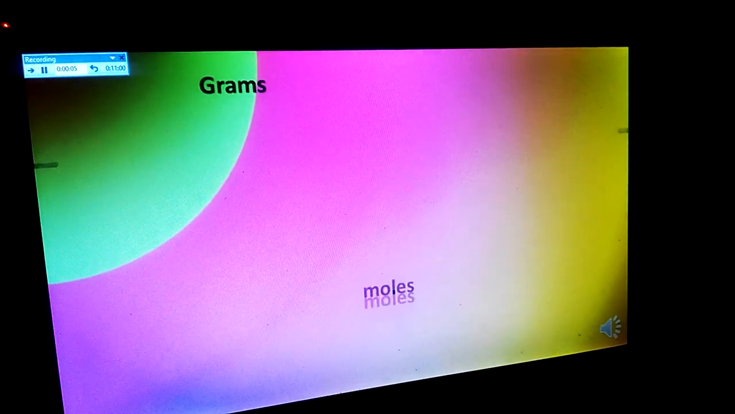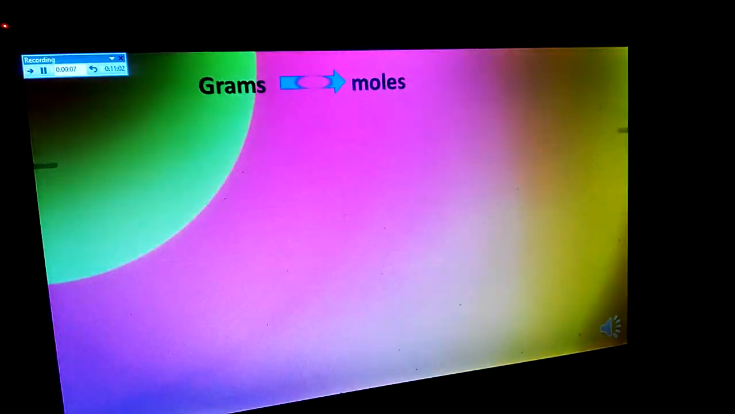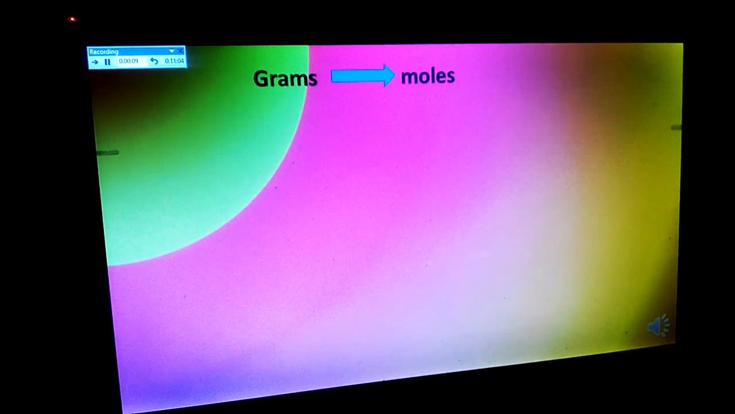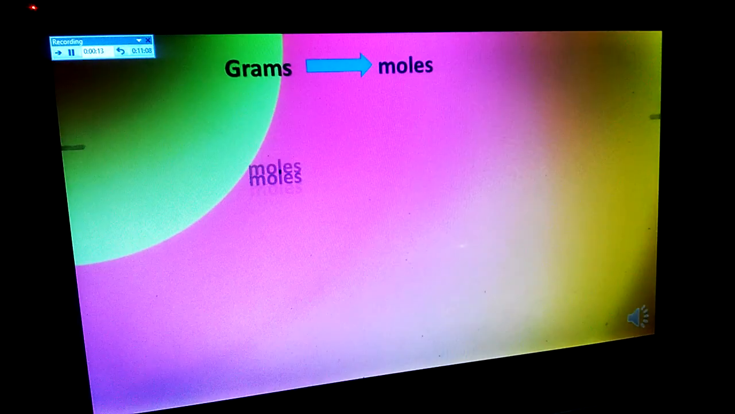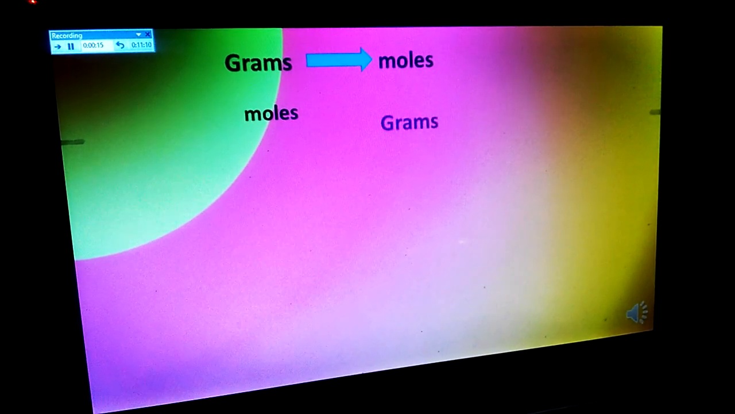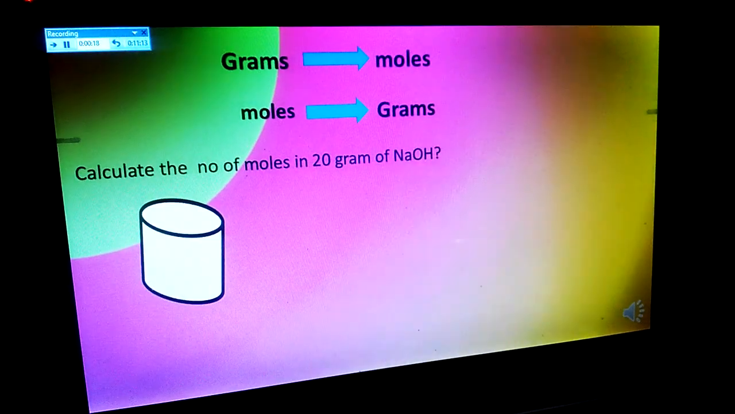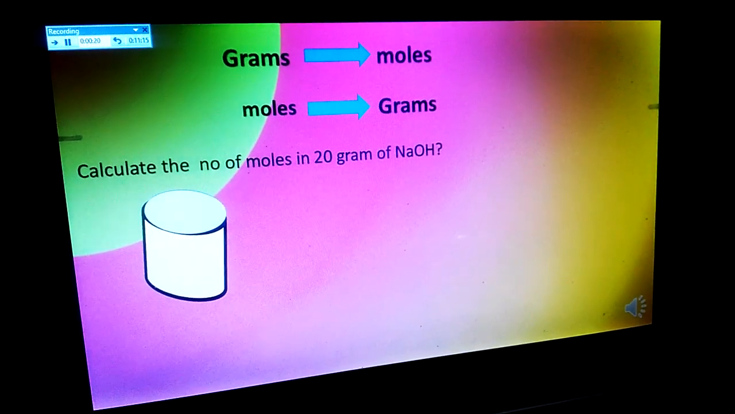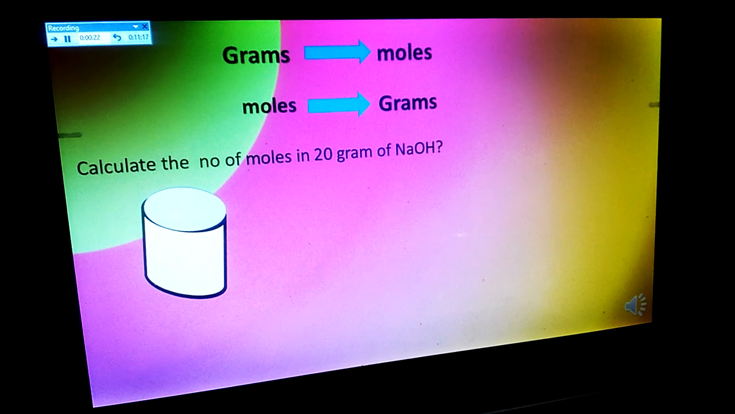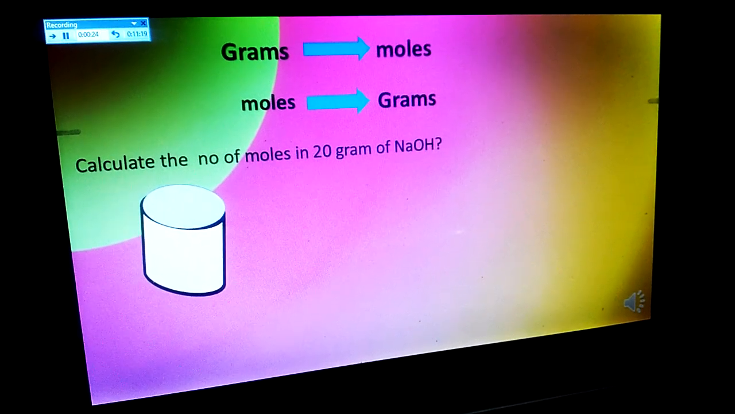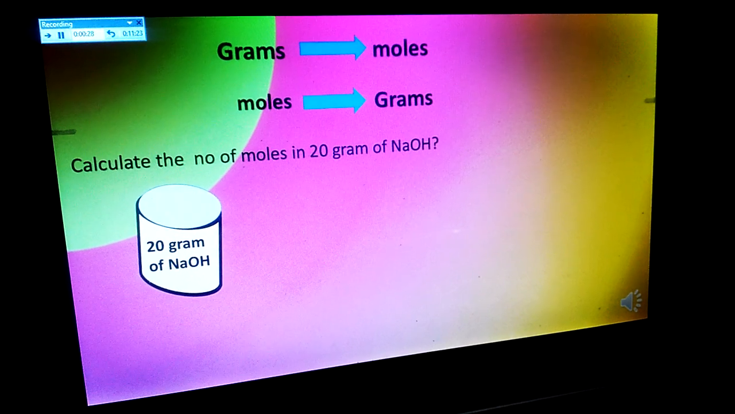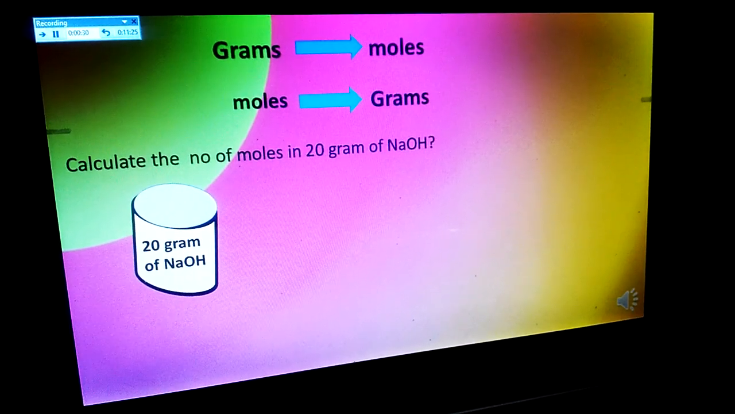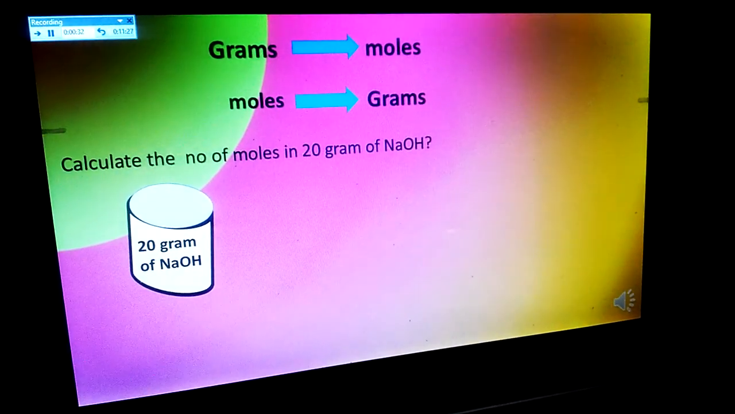We can convert grams into moles and moles into grams. Suppose we calculate the number of moles in 20 grams of NaOH. This is a beaker which consists of 20 gram of NaOH. This 20 gram of NaOH is equal to how many moles of NaOH?